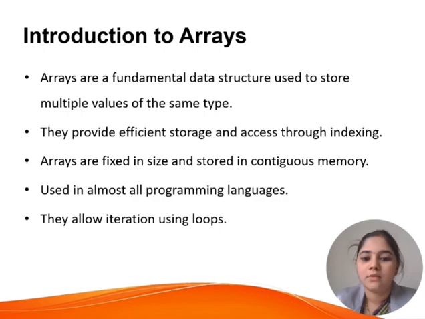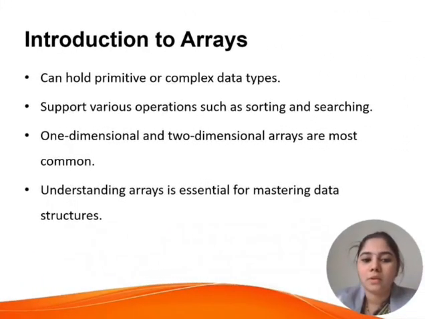Next, we will talk about what type of data an array uses. An array can hold primitive or complex data types. Primitive means integer, float, or character data types. The various operations performed on an array are searching and sorting.